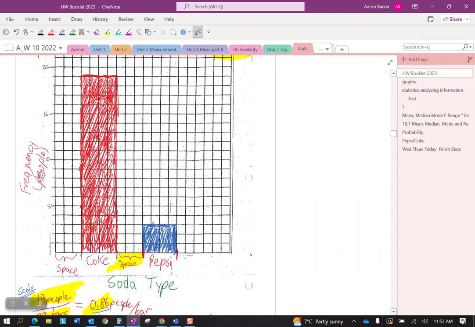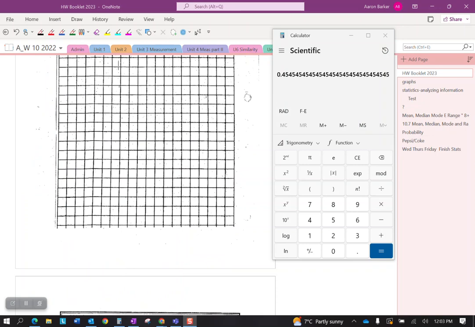Okay, pizza graph, go for it. Wait, eyes here, eyes here. Shh. You guys are messing up the scale a little bit because you're not doing it properly.